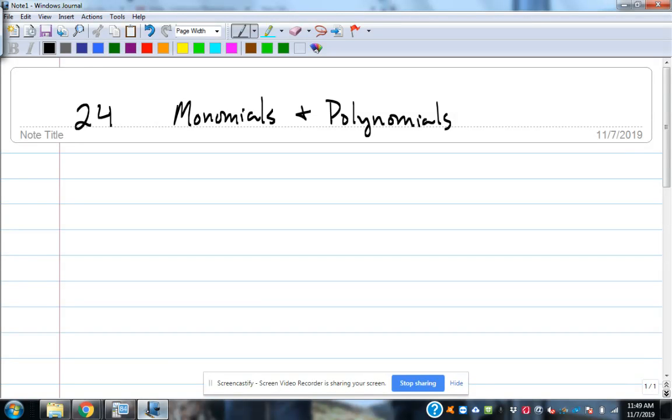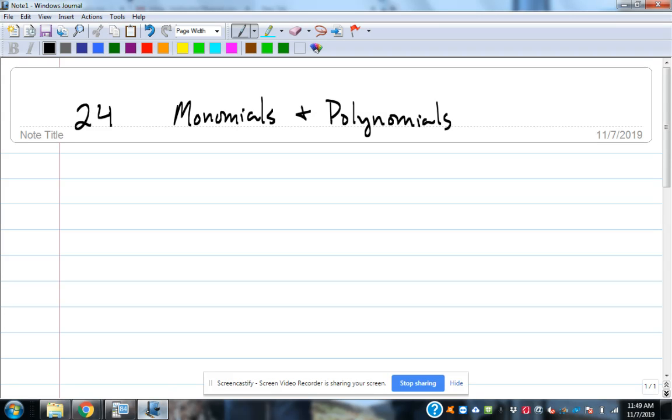And build some skill sets here. So monomials and polynomials is what we're going to be working toward here. The idea is that we're going to work with some operations with those things today: add, subtract, multiply, divide, and then a few of the properties of those things as we go through this lesson.